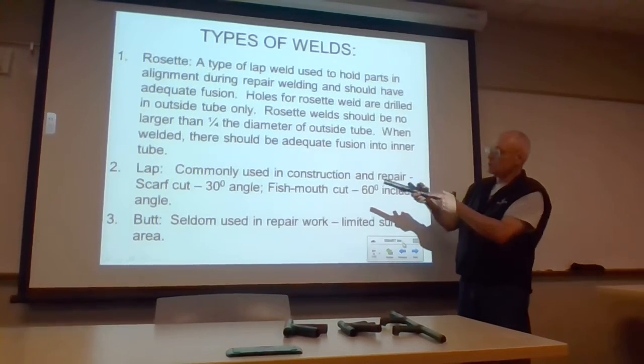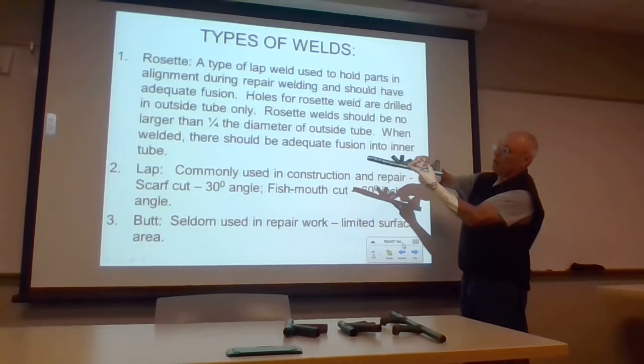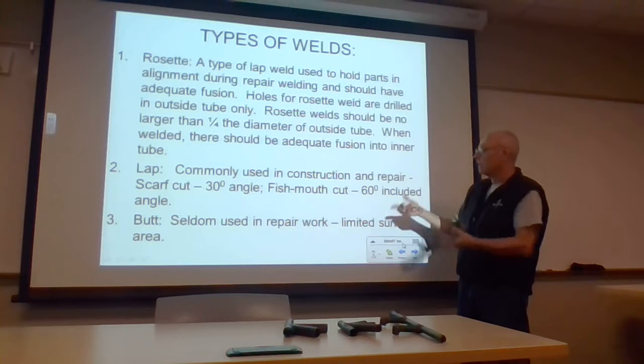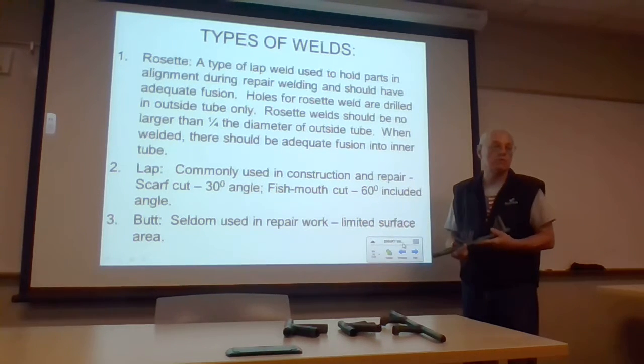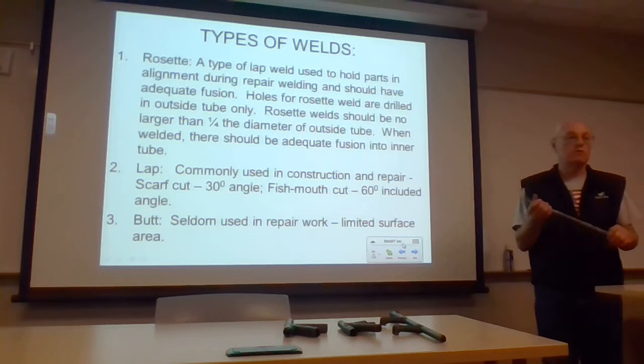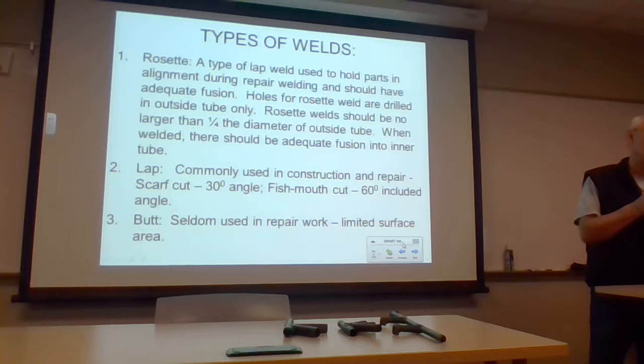On this particular piece of sleeve, they've got a double 30-degree angle cut into the tubing that gives you an included angle of 60 degrees. That's also done so that you have more surface area for welding. Butt welds are seldom used in construction or in repair work.